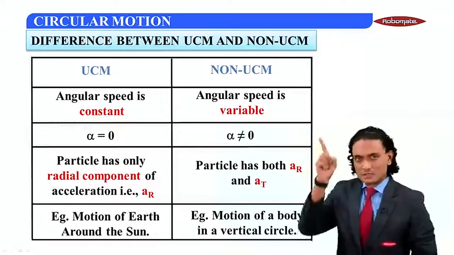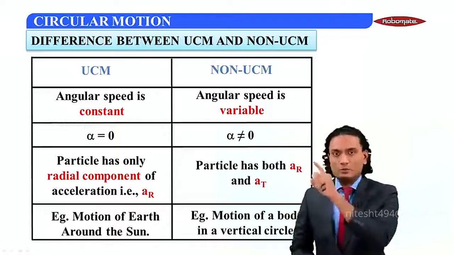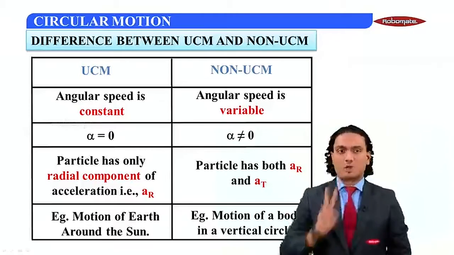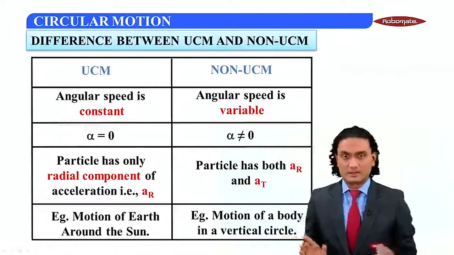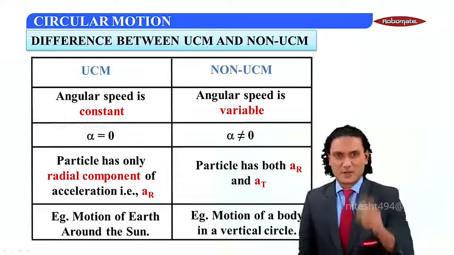Is that clear, students? So you have understood the differences? The main difference is your third one. In UCM, the particle will have only radial component of acceleration. In non-UCM, the particle will have both the components of acceleration. Is that clear? So if this question is asked in your state board, will you be able to answer? Okay, now you are confident.